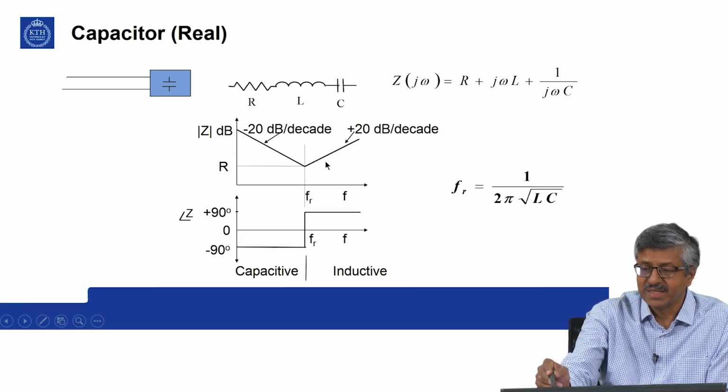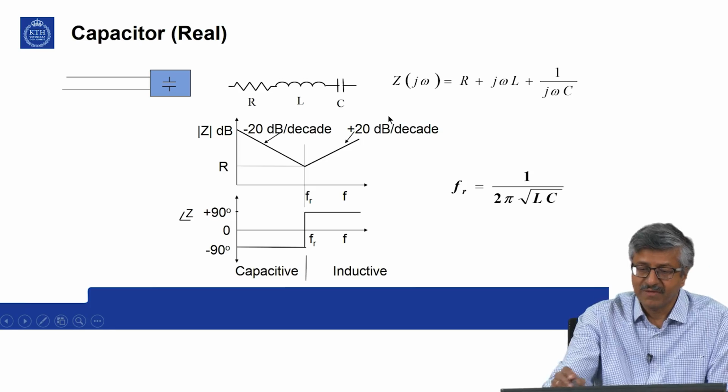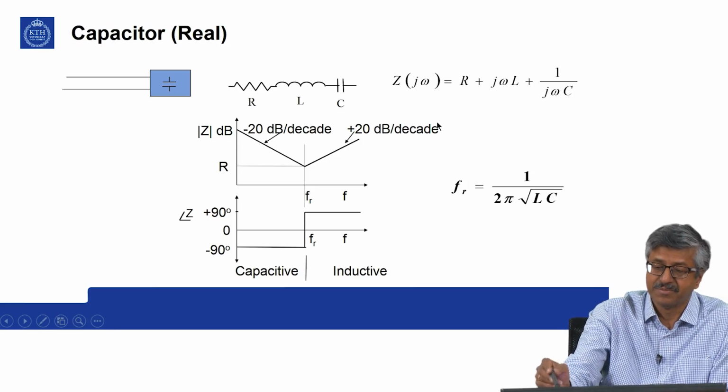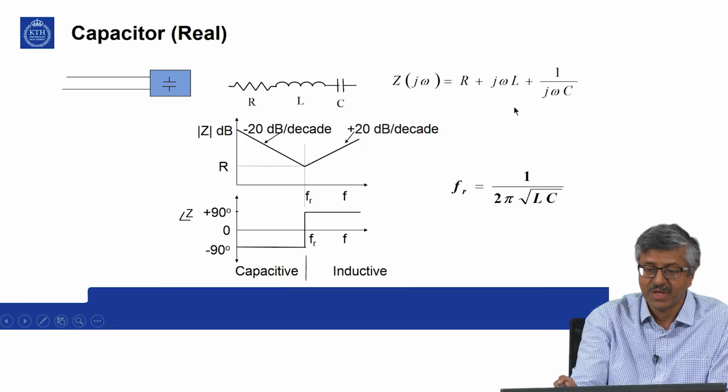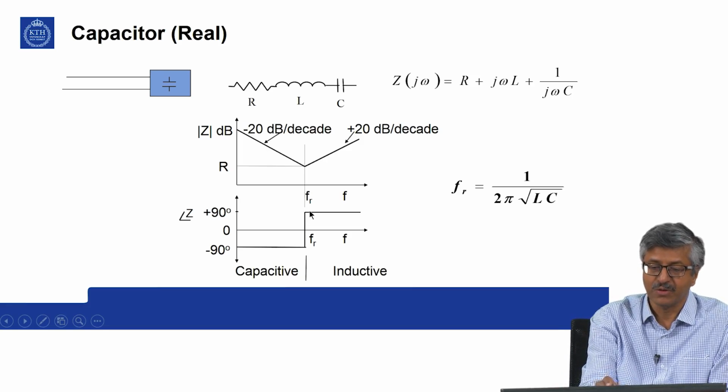Then beyond that, the inductive part is dominant. So from that time onwards, you have approximately 20 dB per decade increase in impedance, as you would expect from an inductor. Same thing will happen with the phase also. Minus 90 here transitions into plus 90, as if it is an inductor.